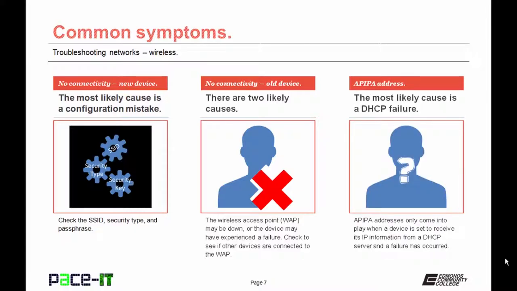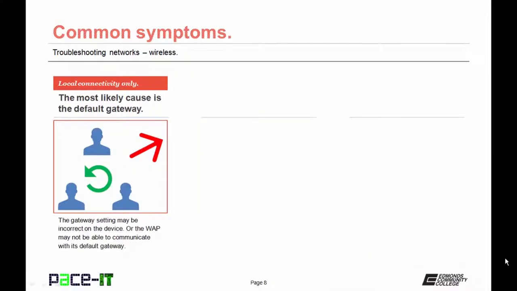Now, if your wireless device only has an APIPA address, then the most likely cause is your DHCP server. APIPA addresses only come into play when the device is set to receive its IP information from a DHCP server and it doesn't receive it. So you need to check whichever device is being used as your DHCP server and figure out why it's not handing out addresses.